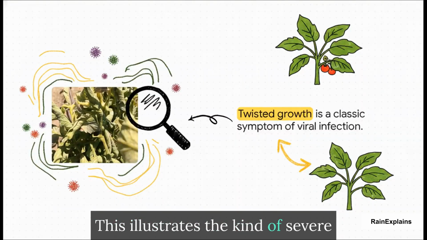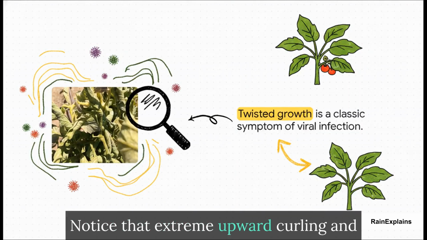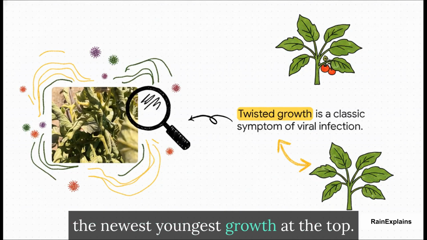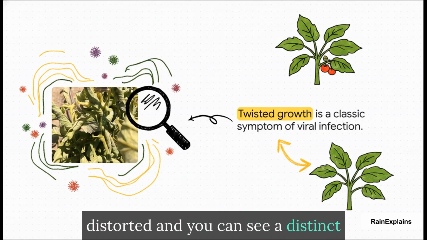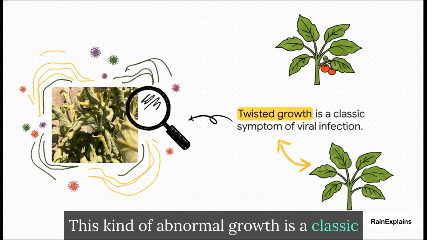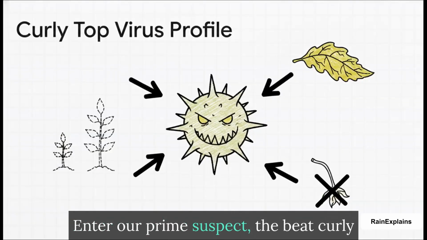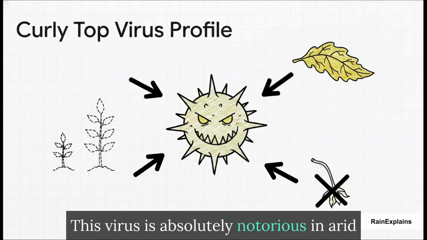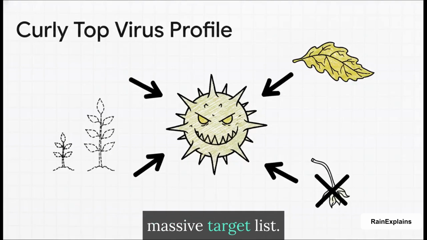This illustrates the kind of severe damage we're talking about in a tomato plant. Notice that extreme upward curling and the erratic twisting, especially right on the newest, youngest growth at the top. The leaves look incredibly rigid and distorted, and you can see a distinct yellowing starting to take hold. This kind of abnormal growth is a classic telltale symptom of a serious viral disease. Enter our prime suspect, the Beet Curly Top Virus. This virus is absolutely notorious in arid and semi-arid regions, and it has a massive target list.